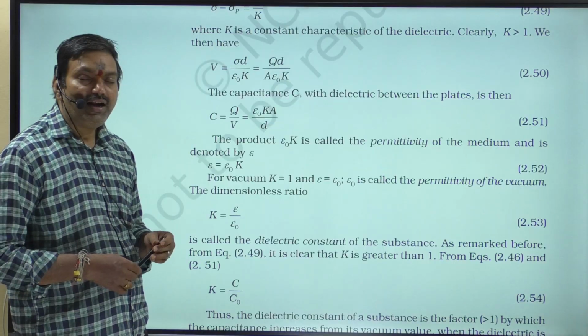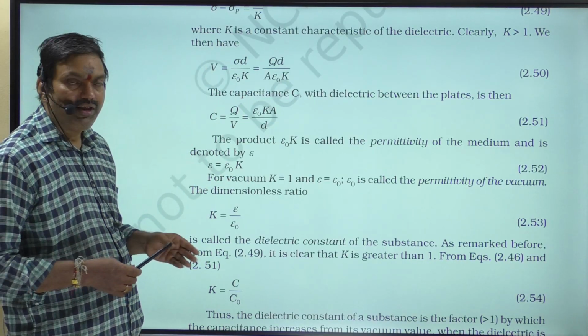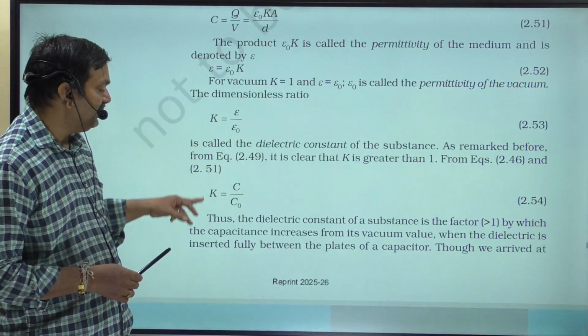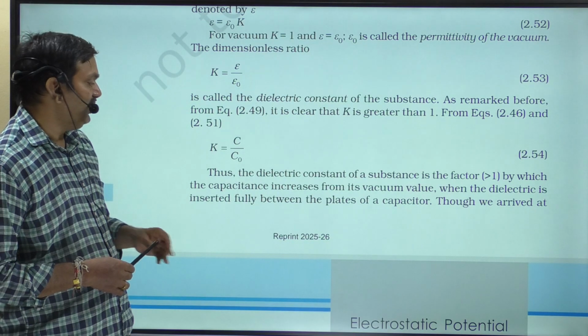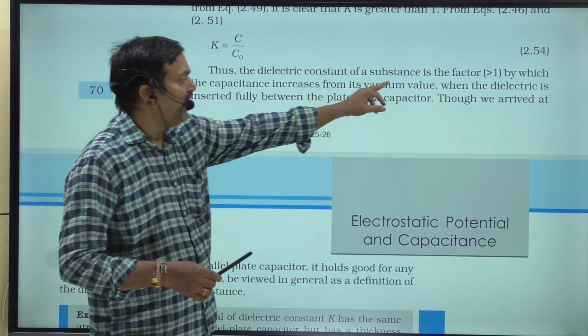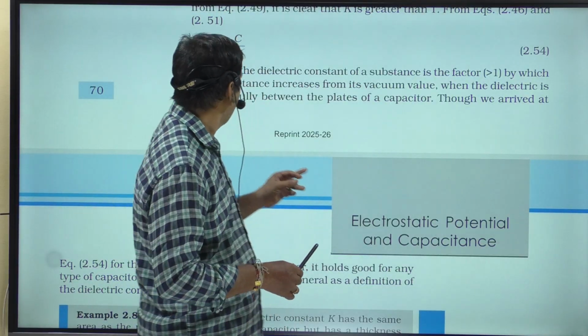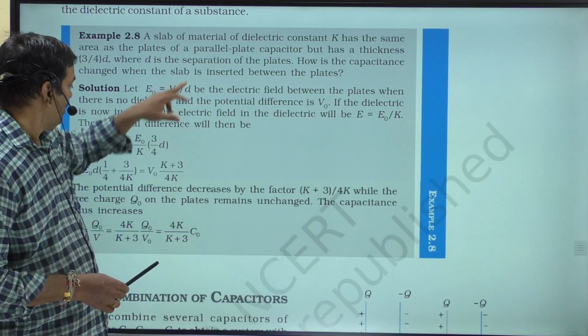So whenever a dielectric of constant K is kept, the total voltage will be reduced by a factor K and the capacitance will be increased by a factor K. That is what we can see here. That is the effect of the constant. Particularly, the dielectric constant of a substance is that factor. Next one.